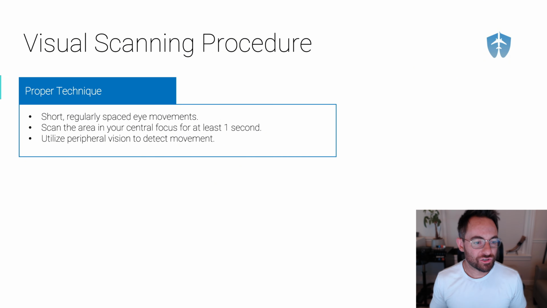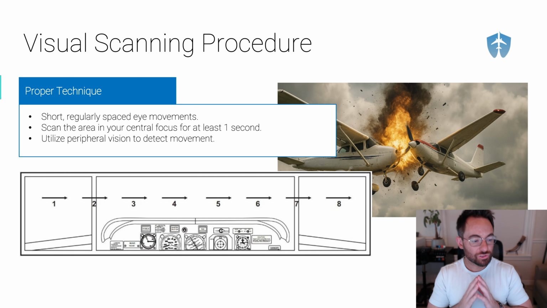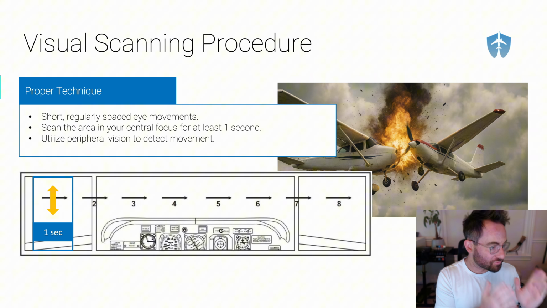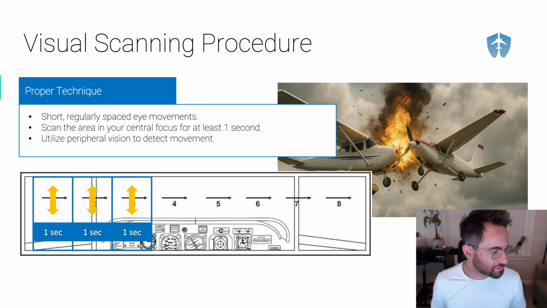And it's this: use short, regularly spaced eye movements, scan the area in your central focus for at least 1 second, and then utilize peripheral vision to detect movement. Okay? So if you've got your windshield right here, this is our example. You're going to break it up into segments. You're going to bring each segment into your central focus for at least 1 second. A lot of times what they say is scan up and down in that segment for at least 1 second before moving over to the next segment, and then here, and so on and so forth as you look for traffic.